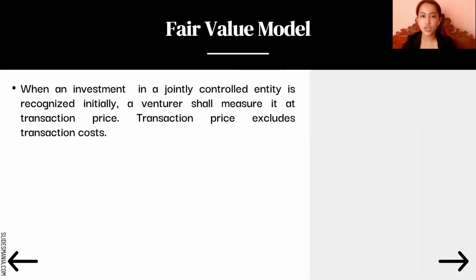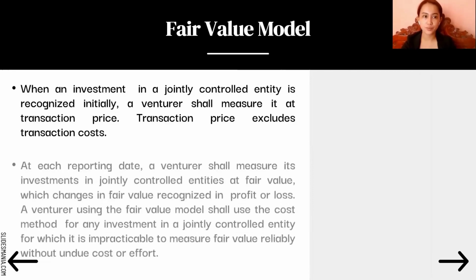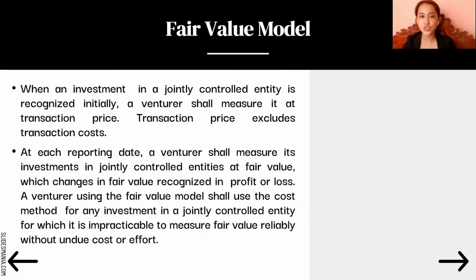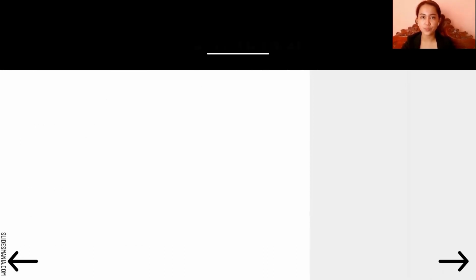When an investment in a jointly controlled entity is recognized initially, a venturer shall measure it at transaction price. Transaction price excludes transaction costs. At each reporting date, a venturer shall measure its investments in jointly controlled entities at fair value, with changes in fair value recognized in profit or loss. A venturer using the fair value model shall use the cost method for any investment in a jointly controlled entity for which it is impracticable to measure fair value reliably without undue cost or effort.